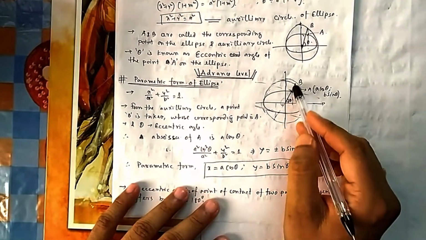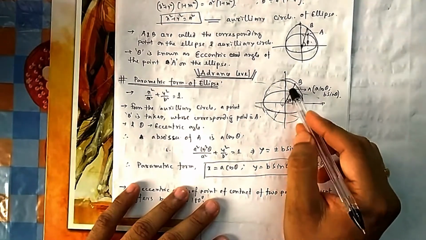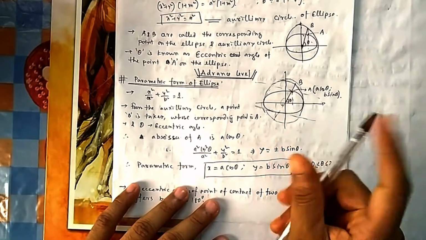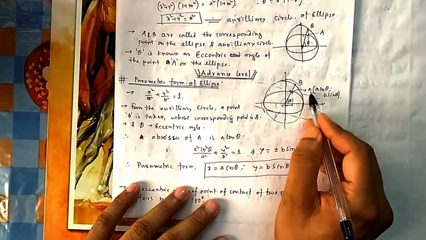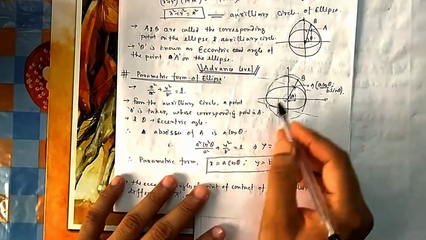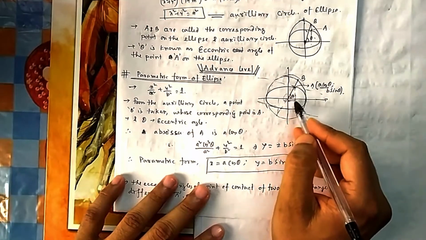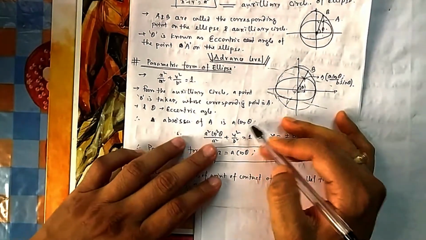Now if you see, the radius of the auxiliary circle is a. So if I take this as a and this as theta, what is this point? This point will be a cos theta. So the abscissa will obviously be a cos theta. If this is a and this is theta, then we can take this as a cos theta. So the abscissa is a cos theta.